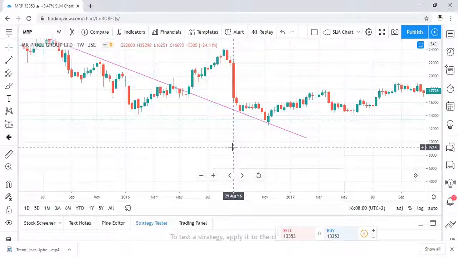So that's all for now. We are going to now look at a ranging trend market and how the lines would look.